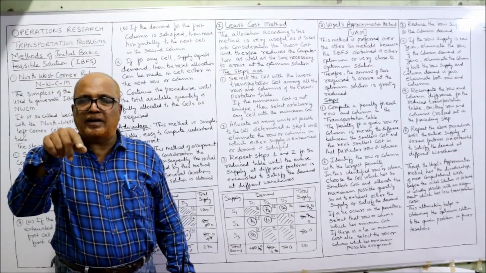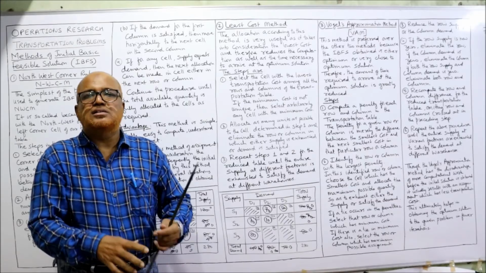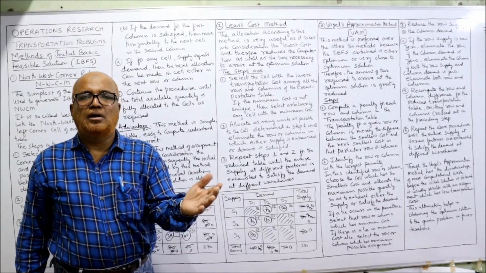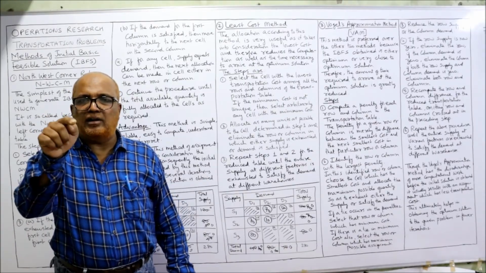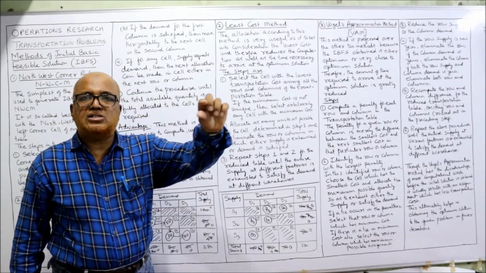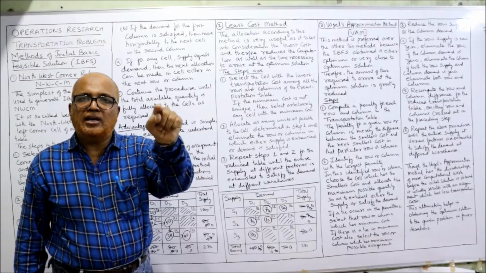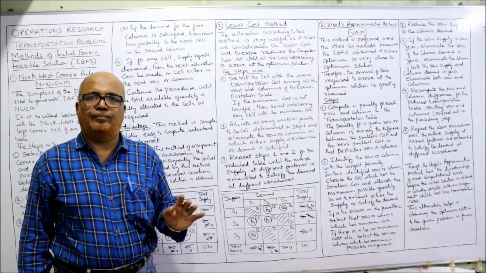Round off that highest penalty, see whether this highest penalty is in rows or columns. Sometimes you may get it in rows, sometimes in columns. Suppose you get it in a row, round off that highest penalty and find out what is the least cost in that row. Whichever is the least cost, there you make the allocation and exhaust, block the row or column.